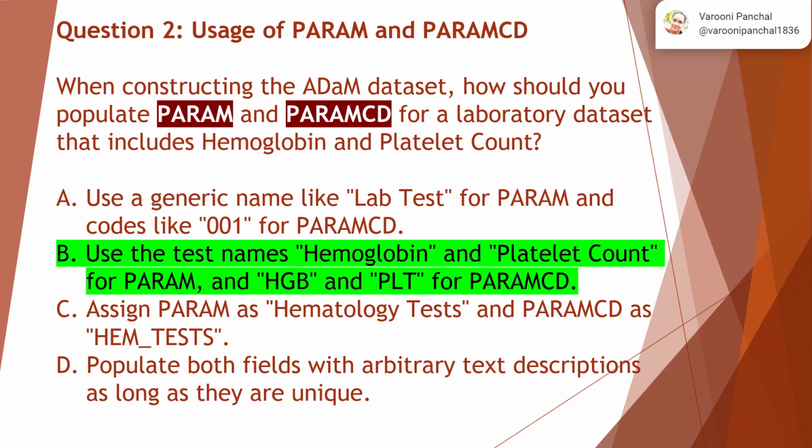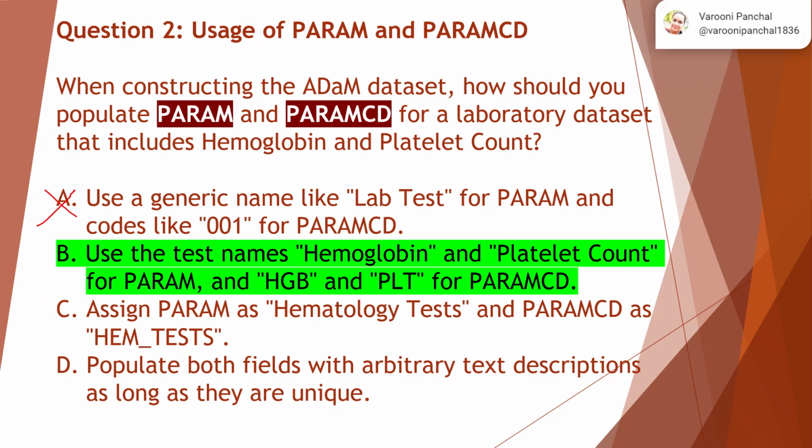Question 2. Usage of PARAM and PARAMCD. When constructing the ADaM dataset, how should you populate PARAM and PARAMCD for a laboratory dataset that includes hemoglobin and platelet count? The options here are A, B, C, D. So A is use a generic name like lab test for PARAM and codes like 001 for PARAMCD. No, so this is not the right answer.